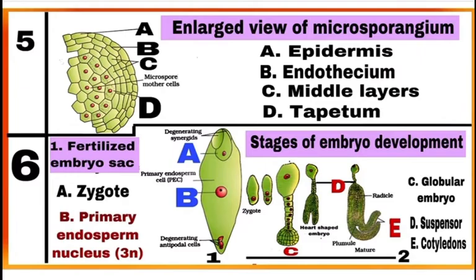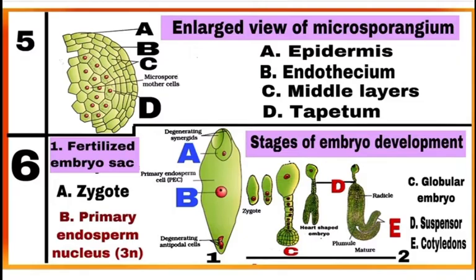See the diagram number 6. Here, first diagram is of fertilized embryo sac where A is zygote which is diploid and B is primary endosperm nucleus which is triploid or 3N.